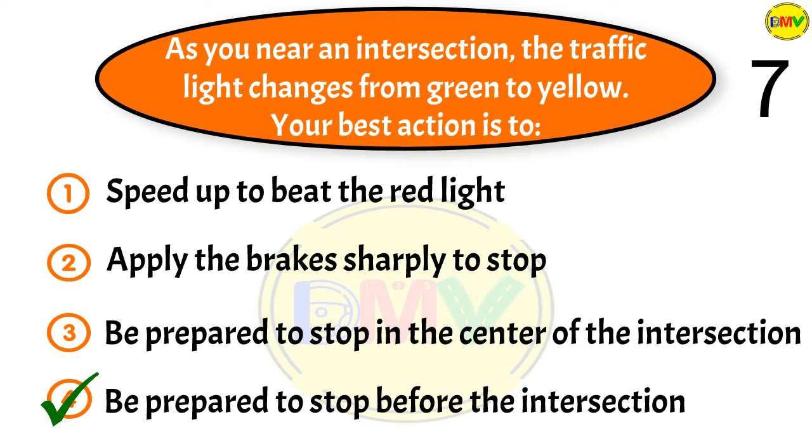The correct answer is 4. A steady yellow traffic light indicates that the light will soon change to red. You should be prepared to stop for the red light, if it is safe to do so.